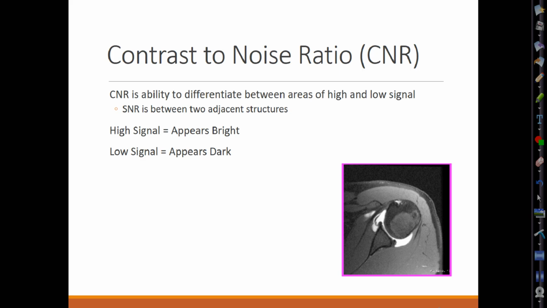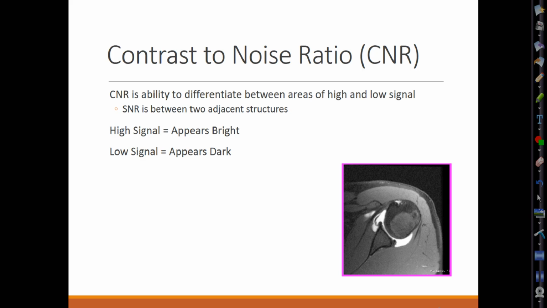All right, now let's switch gears and talk about contrast to noise ratio. Contrast to noise ratio, once again, is the ability to differentiate between areas of high and low signal. So it's the SNR between two adjacent structures.